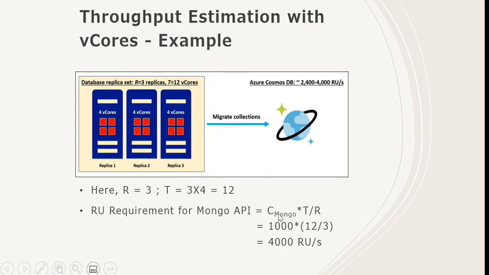If this is the MongoDB API that we'll be using in Cosmos, we'll use 1000 for Mongo into 12 divided by 3, and this gives us 4000 RUs per second. That's the throughput that we will require to migrate this given workload to Cosmos DB if we use the Mongo API.